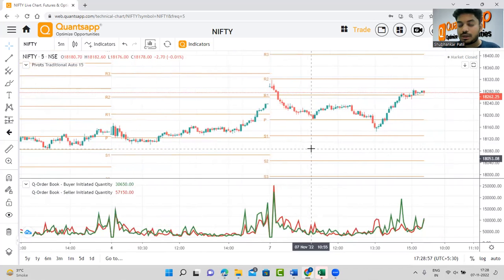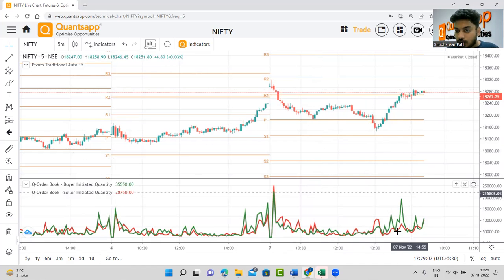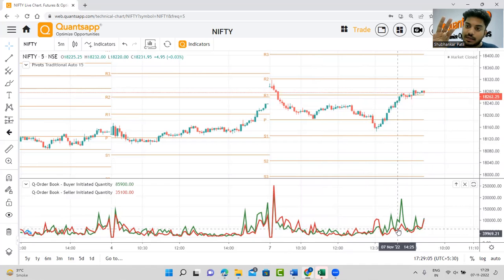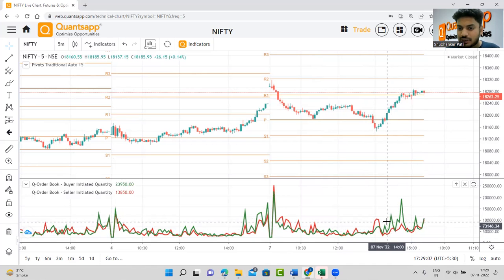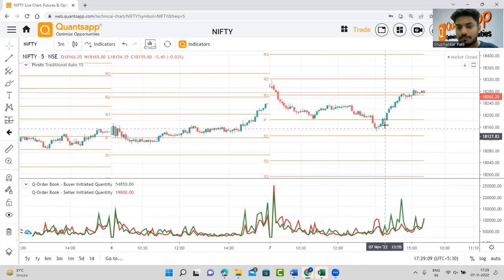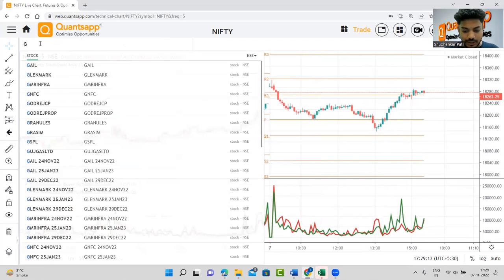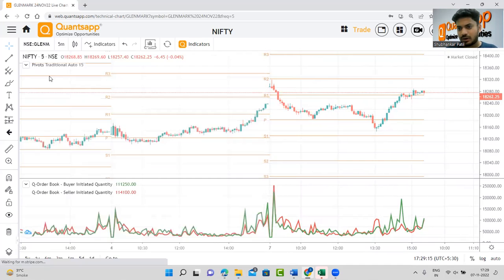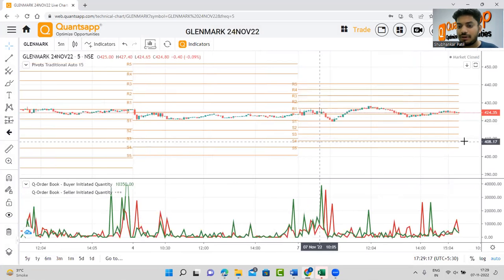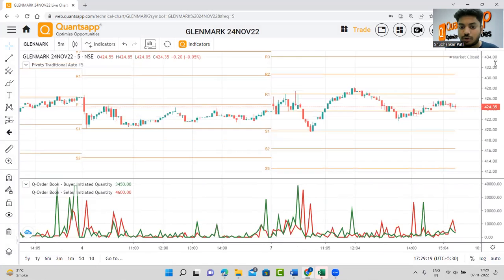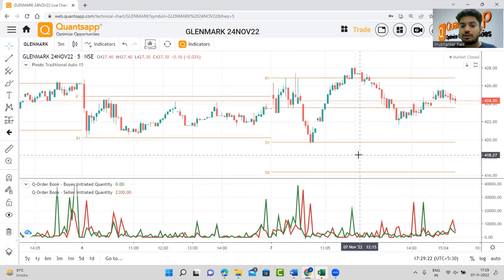Now, the cheat code I talked about is that you can find the stock from triggers, and use order and trade analytics to identify the best entry point. Let's take a very simple example, Glenmark, which we had identified. Now let's say you want to participate in Glenmark. So when will you participate?